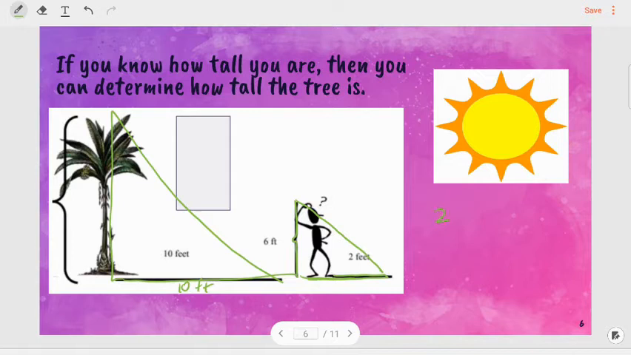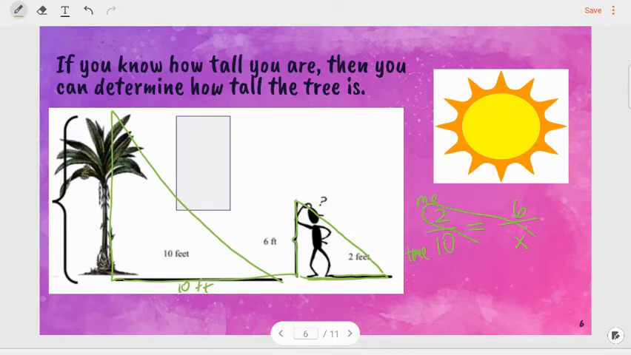So I'm going to write 2 from my small triangle over 10, which matches the side of 10 on my big triangle, is equal to, going back to me, because this is me and the bottom is the tree, 6 over x. On the tree, I don't know how tall the tree is, but I know that I'm 6 feet tall. And I can set up a proportion and solve like I did yesterday.